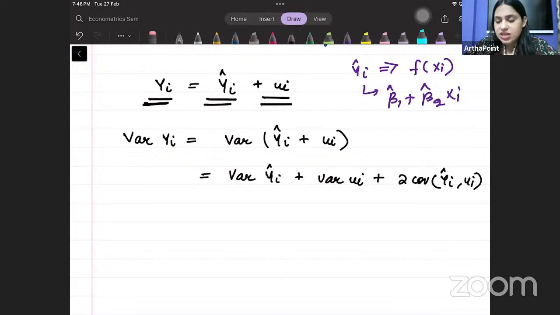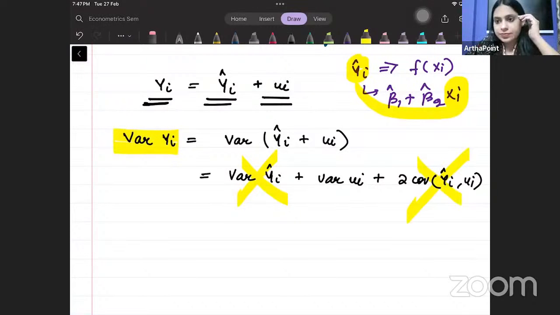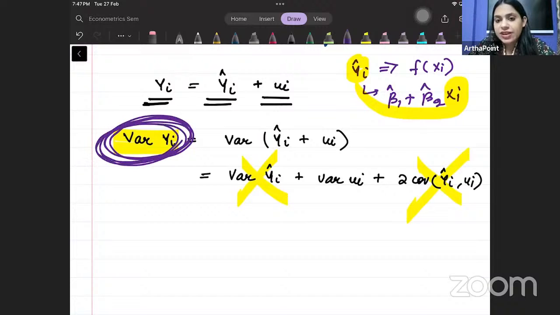If they are non-stochastic in nature, because they are fixed, they cannot cause yi to change. They are themselves fixed, so how can they change yi? How can they bring variance in yi if they themselves are fixed? So because yi hat is a function of xi and xi itself is assumed to be fixed, yi hat cannot be a source of variation in y. So why will there be variation in yi? There can be a variation in y only due to the error terms.